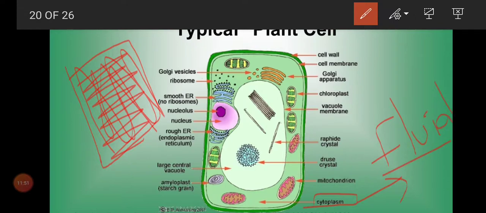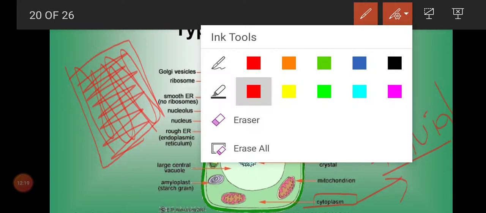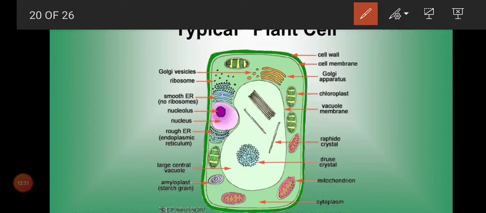In that fluid, all your cell organelles like Golgi apparatus, chloroplast, smooth endoplasmic reticulum, rough endoplasmic reticulum, everything is embedded. Like inside a jelly, how the beads and all will be there, no? Like that, the cell organelles are embedded in the cytoplasm. So what is cytoplasm? It is a fluid. Is that clear, children? Next we'll move on to the next one.